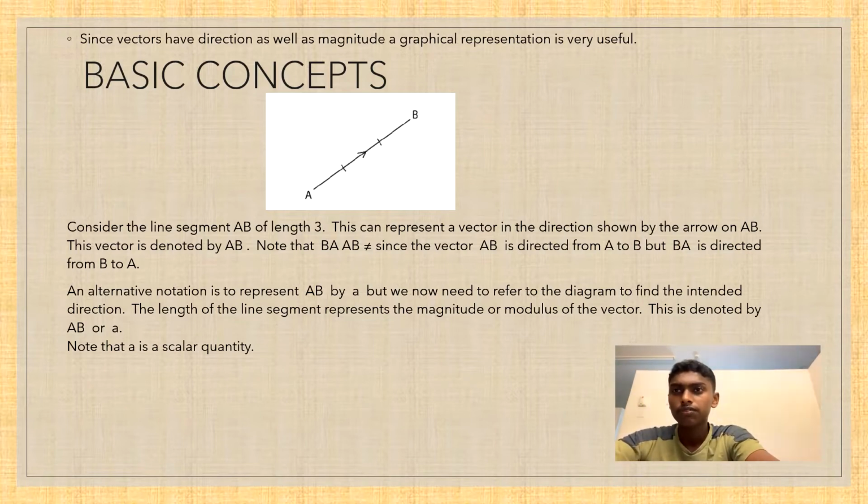An alternative notation is to represent AB by A, but we now need to refer to the diagram to find the intended direction. The length of the line segment represents the magnitude or modulus of the vector. This is denoted by |AB| or |A|. Note that |A| is a scalar quantity.